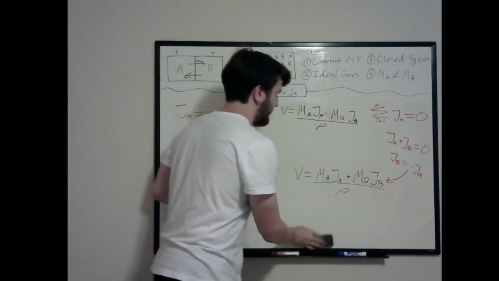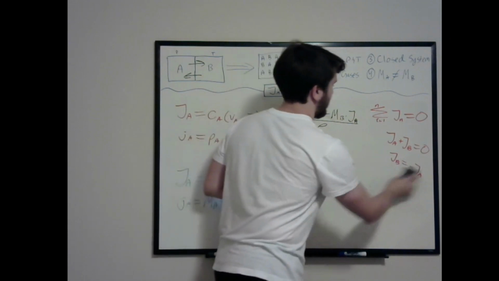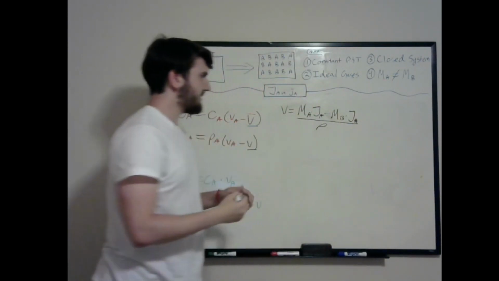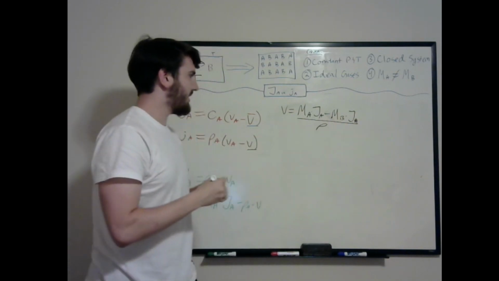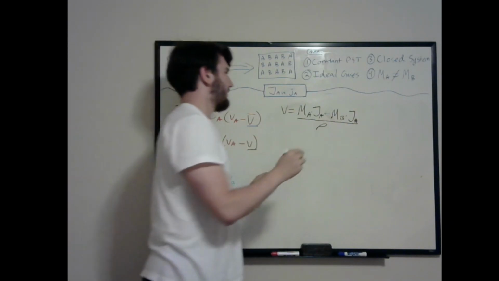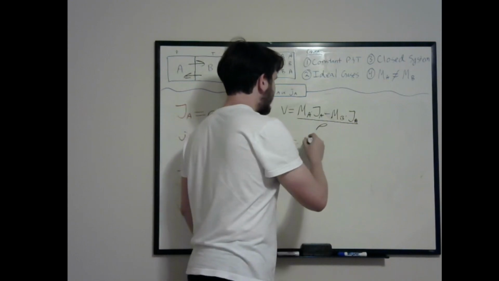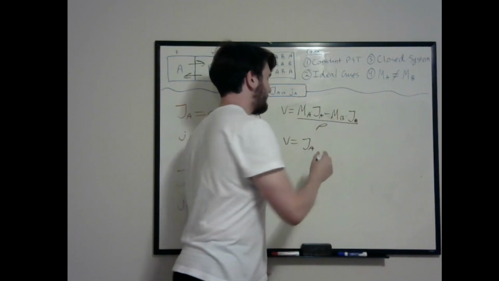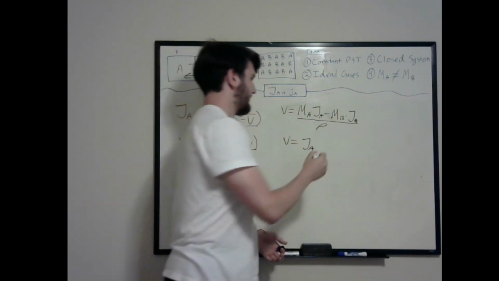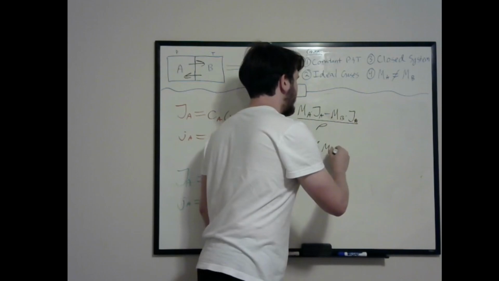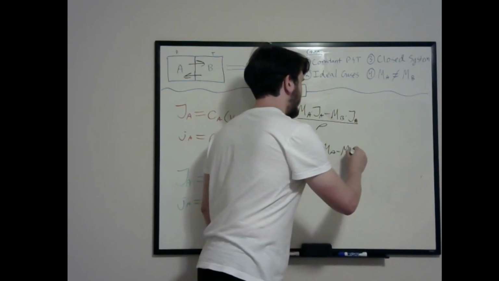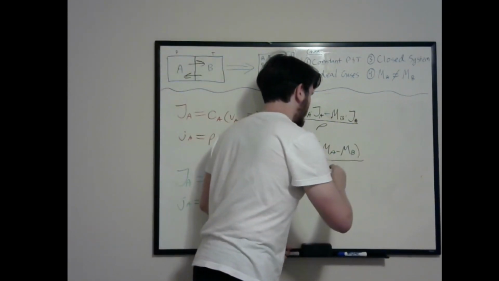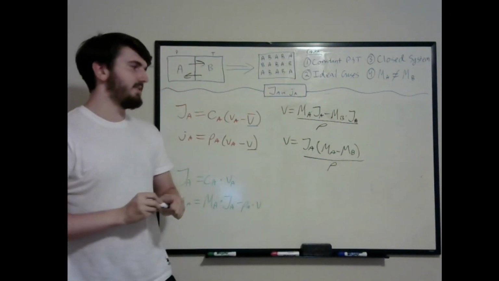I'm going to go ahead and erase this bottom part and this side part. So we still have a little bit more work to do. Very simple from here. Now that we have this, we can simplify it a little bit further and get that the total mass average velocity is equal to the molar diffusive flux of A times the difference between the molecular weights, and all that again is over the total density.